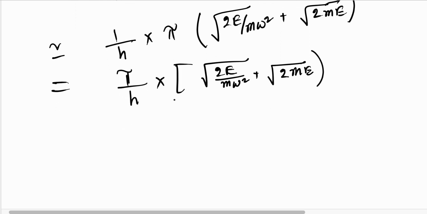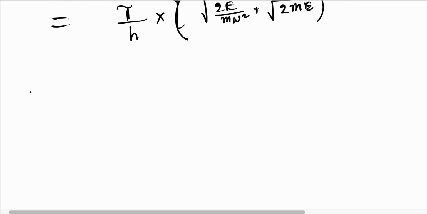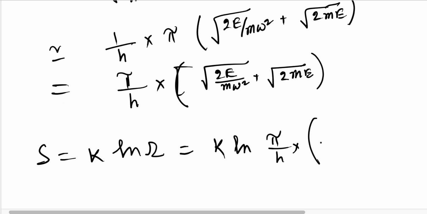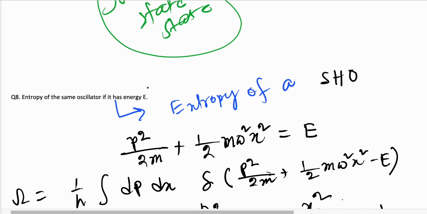So what is the entropy? Then entropy will be k ln Omega, which is k ln of pi by h into this quantity, root 2E by m omega square plus root 2mE. So this is the entropy if the system possesses some fixed energy E. So that's it, we have solved this question.